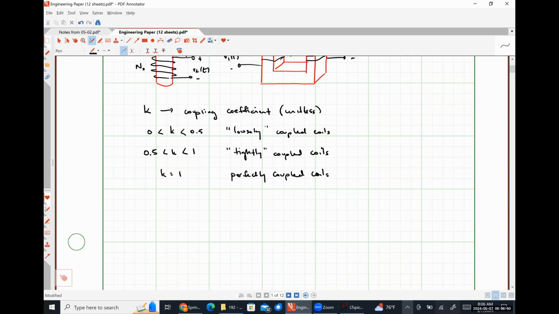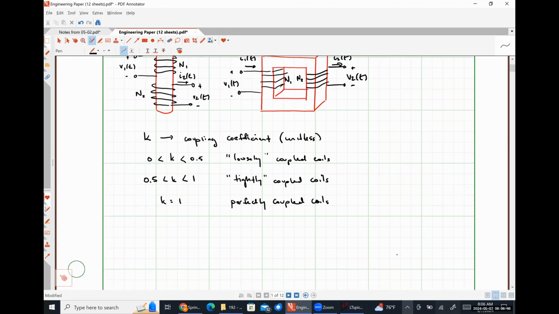So let's talk about what might influence the value of k. Okay. This is a question. You can get very close in a practical sense, absolutely yes. So the value of k is dependent on a number of different things. Okay, it's dependent on the physical geometry of the system, as well as the core material.